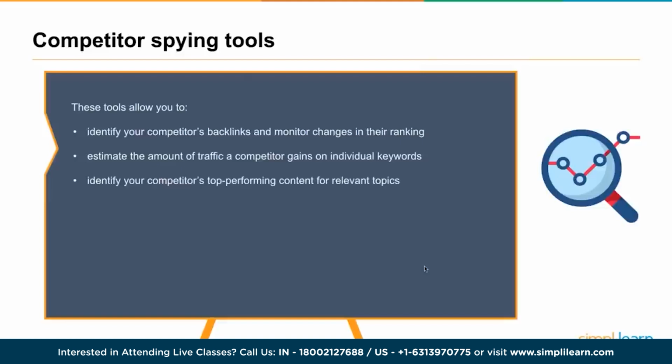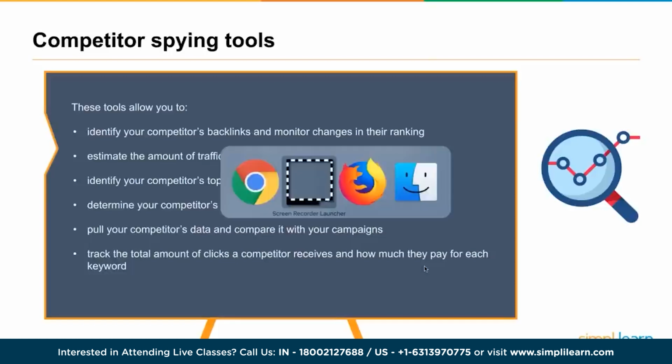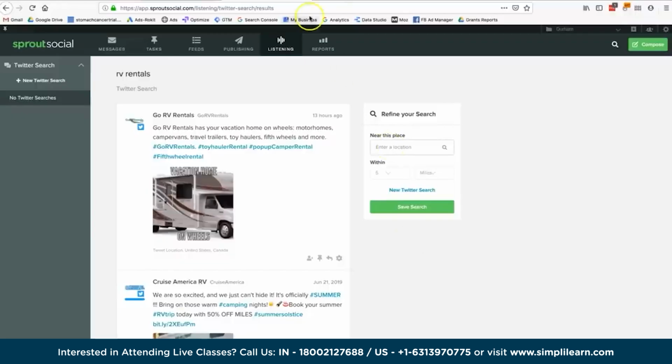We can also identify our competitors' top performing content for relevant topics. We can determine what our competitors' website referral traffic is. We can pull our competitors' data and compare it with our own campaigns. So lots of tools out there to help you do this. And we may want to track the total amount of clicks a competitor receives and how much they pay for each keyword. So let's go ahead and take a look at a few examples of how we can leverage all these bullet points that we just discussed. And so we're going to start out with Sprout Social.